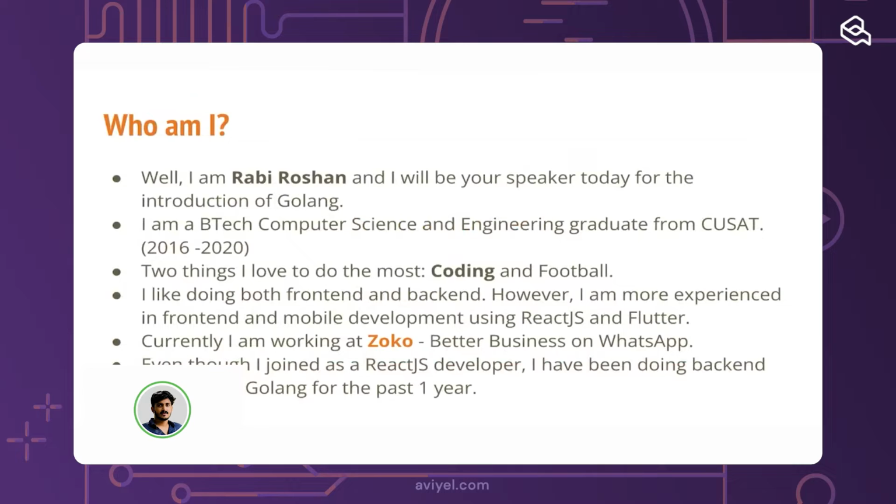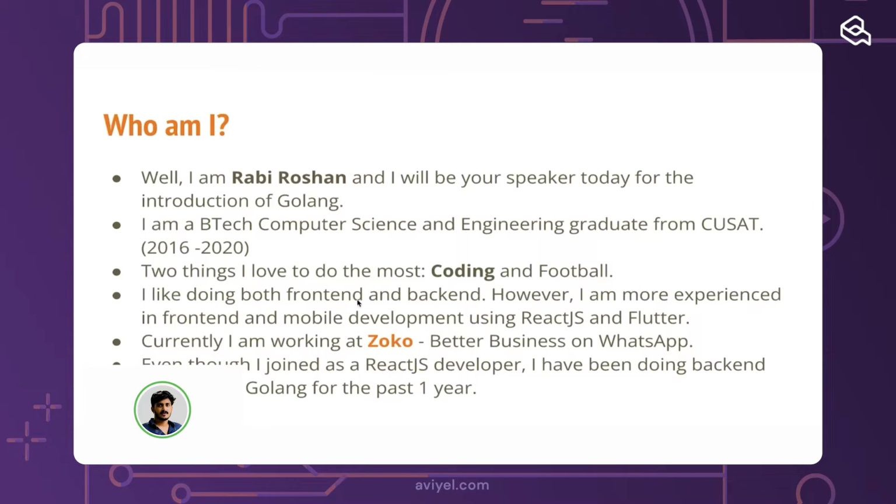Well, I am Rabi Roshan, and I am a BTech Computer Science and Engineering graduate from CUSAT. So there are two things I love to do the most, that is coding and football. So today we are here to talk about the first part, that is coding. Football maybe we will have to do it some other time. So in coding, basically I like doing both front end and back end, but however, I'm more experienced in front end and mobile development using React JS and Flutter.